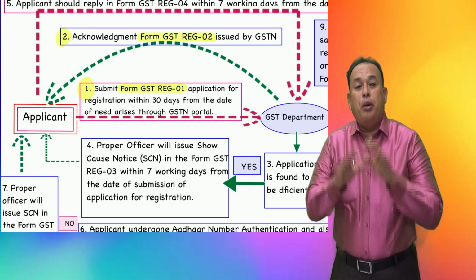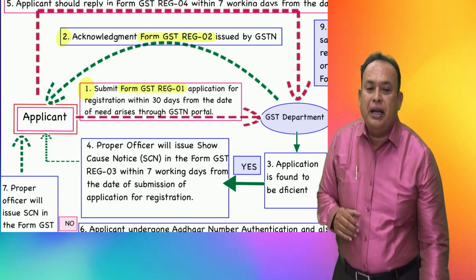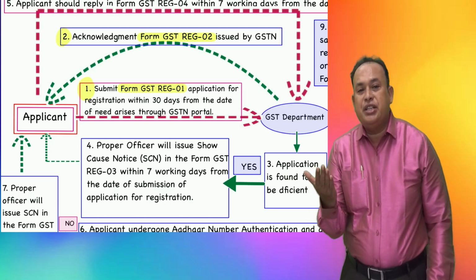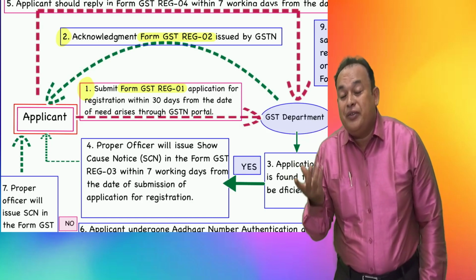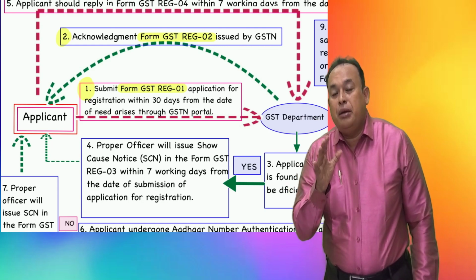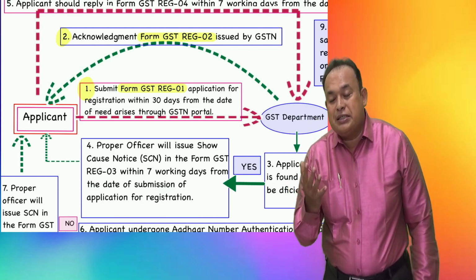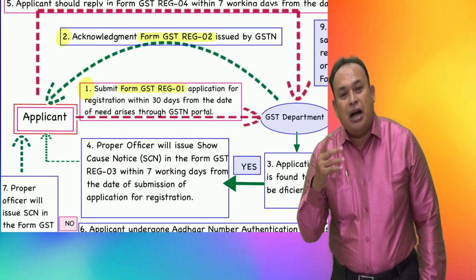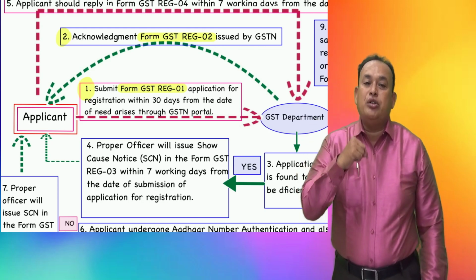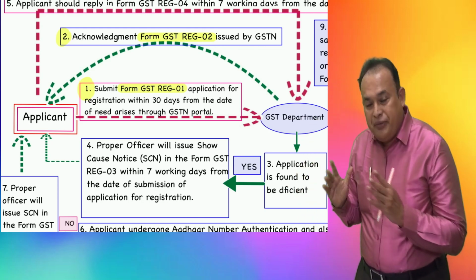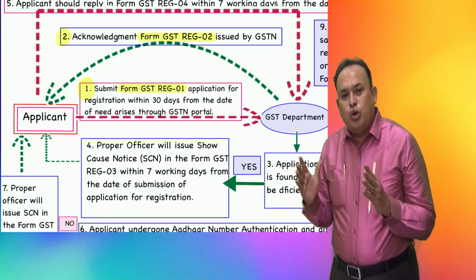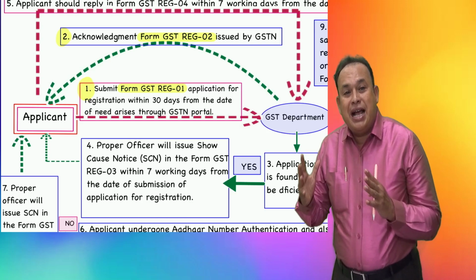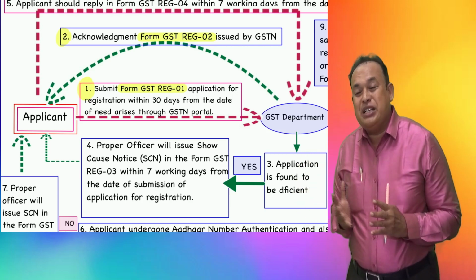Now the department officer will verify your application for registration. To grant the certificate of registration, the matter will pop up. The system software will show your application to the concerned department officer. The department officer verifies your application for registration, and what you have enclosed as documentary evidence of your place of business.